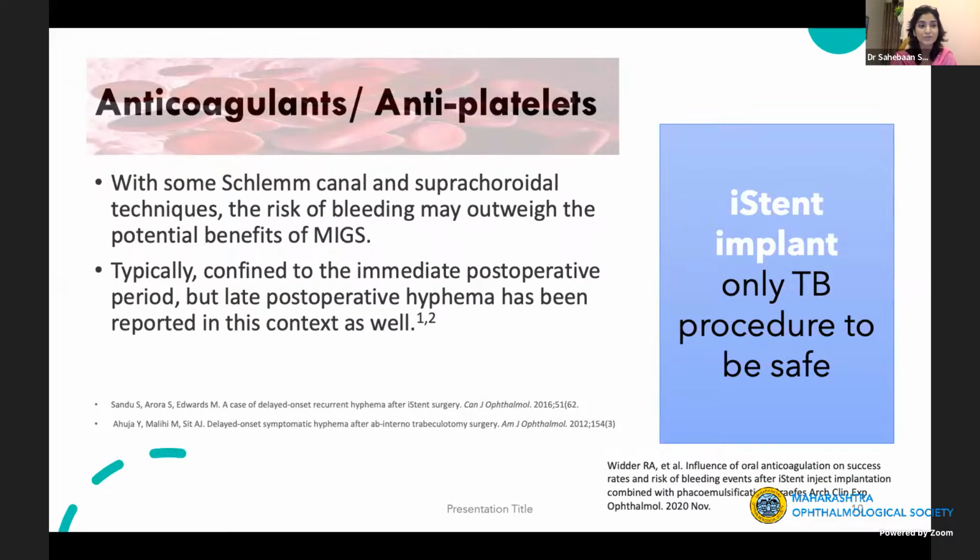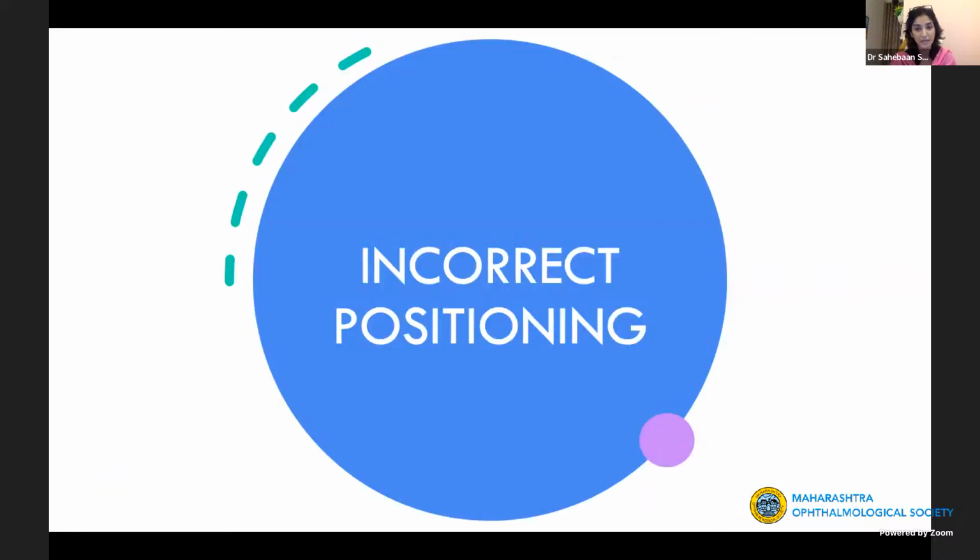Also, ask your patients about any history of being on anticoagulants and stop them before doing any MIGS procedure, lest there is a risk of bleeding intraoperatively and you may have to abandon the procedure or it goes ineffective. Interestingly, the only indication for a MIGS procedure in patients in whom you cannot stop anticoagulants is the iStent implant. On the basis of one report that we have, it has been proven to be safe. The only trabecular bypass procedure which is safe while the patient is still on anticoagulants is the iStent implant.